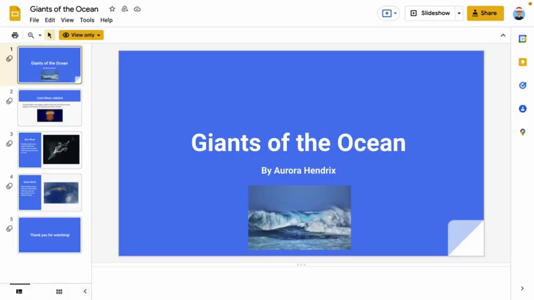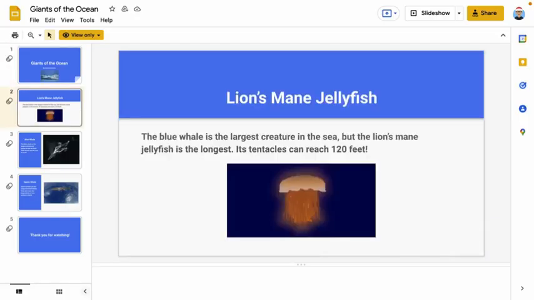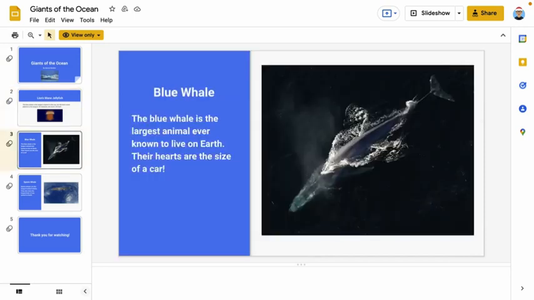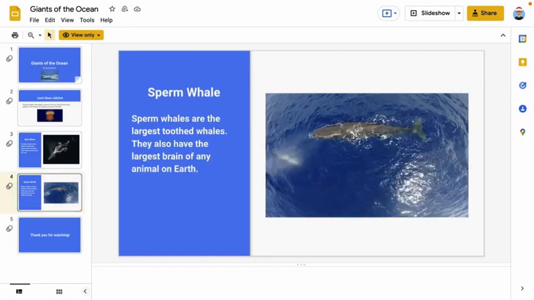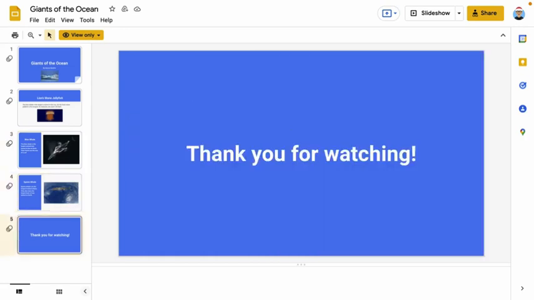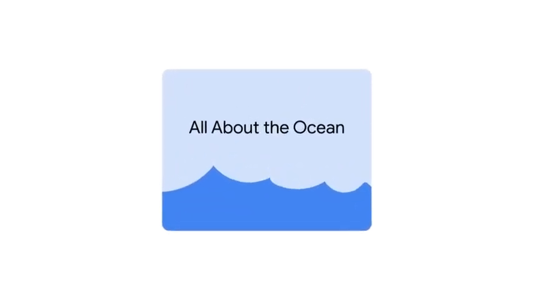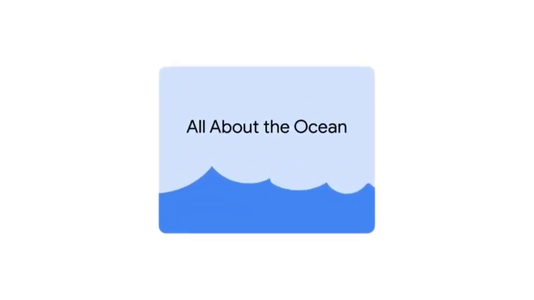Another thing to keep in mind as you choose a topic is to keep it specific. For example, if your topic is giants of the ocean, you may not need a lot of slides for your information. But if your topic is all about the ocean, you may need hundreds of slides to present the information.